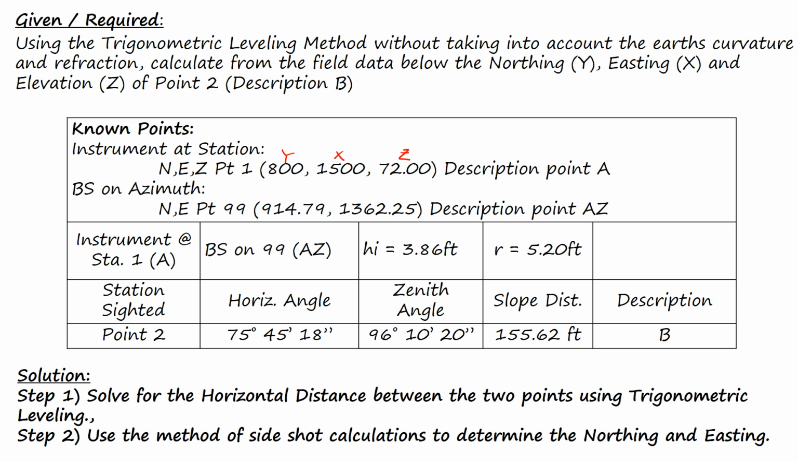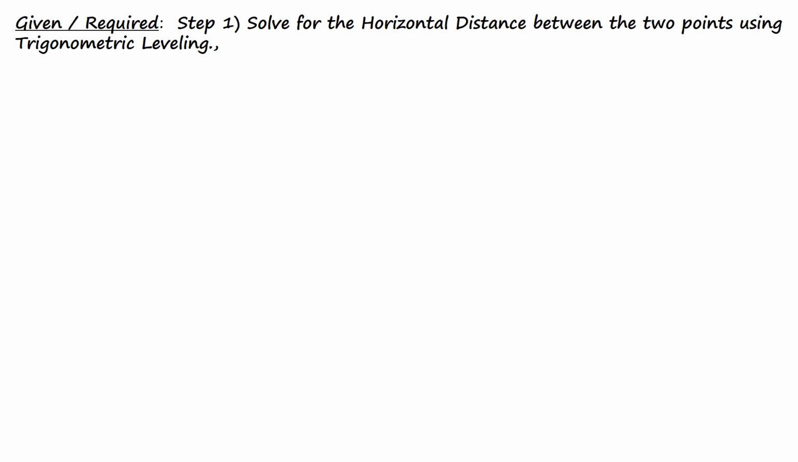So to solve this, we're going to use the horizontal distance between the 2 points using trigonometric leveling and the method of side shot calculations to determine the northing and easting.